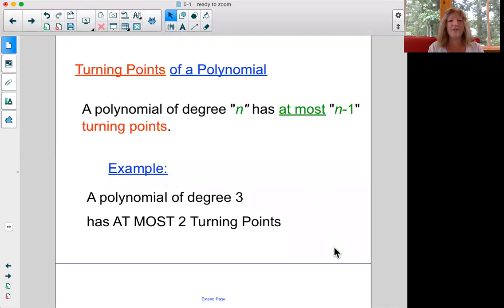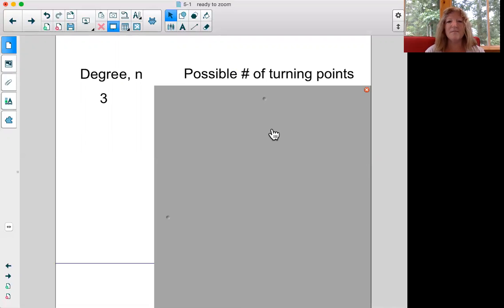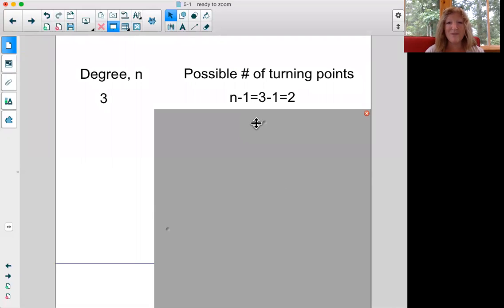If you have a polynomial of degree 3, the most turning points that graph will have is 2. 3 minus 1 is 2. So if your degree is 3, 3 minus 1 is 2. But I want to think more deeply about this. That is the most possible turning points you could have, but you could have less.